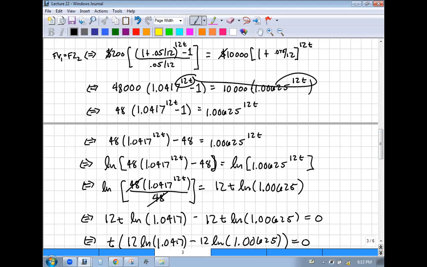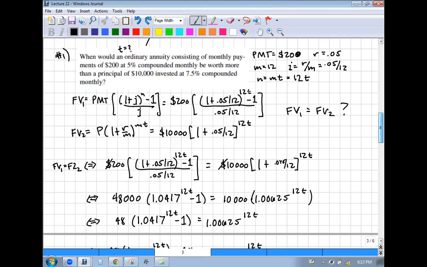Yeah, I wasn't expecting to have 2 different T's here. I was expecting to have something like this, where we know this and we're trying to solve for T. All right, that we could do.